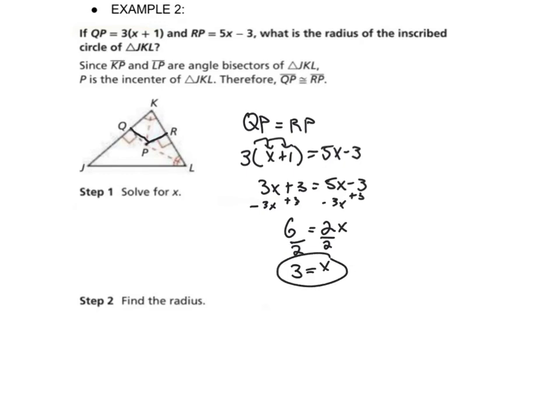Now we want to find the radius. Once we solve for x, we find the radius. The radius would be of this inscribed circle in here, so any of these bisectors would represent the radius. We can just use RP. All we have to do is substitute in x, which we just solved for, to get that distance for RP, and that's also our radius.